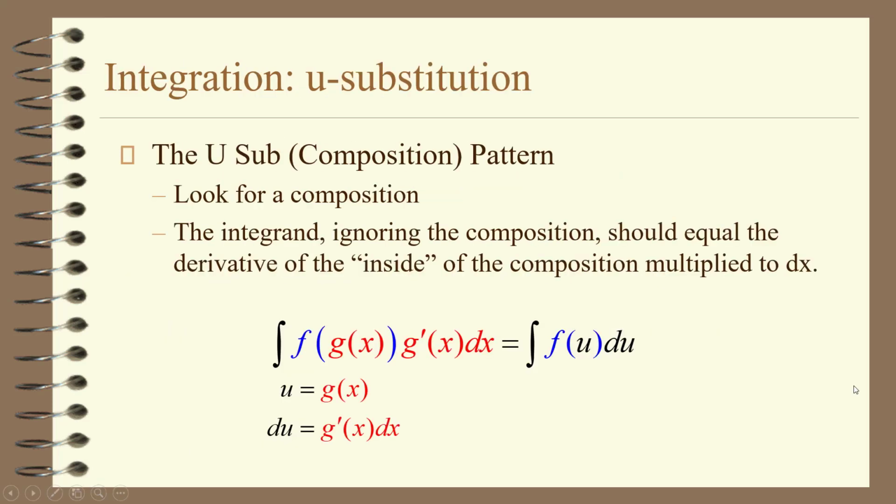So this is the u-substitution or composition type pattern. You're looking for a composition of some kind, a function of something. The integrand, ignoring that composition, should equal the derivative of the inside of the composition, multiplied by dx. You identify whatever the inside is and call it u, compute the differential, and you just replace all expressions in x with expressions in u. Notice the integral in the beginning is all in terms of x, and the new integral is in terms of u. So u-substitution just converts it to a new integral. It doesn't actually finish the problem.